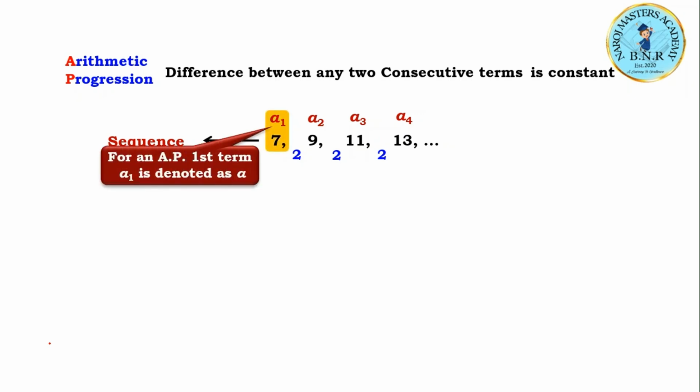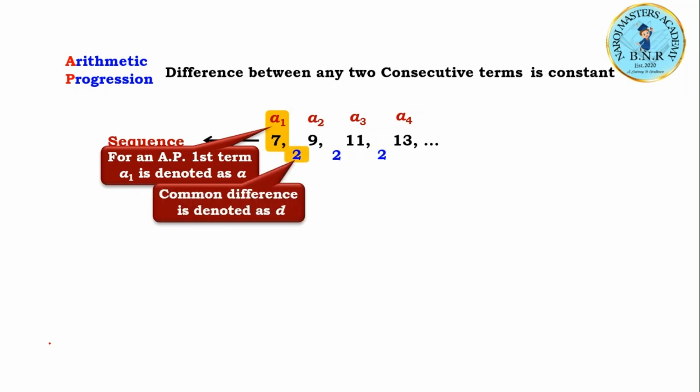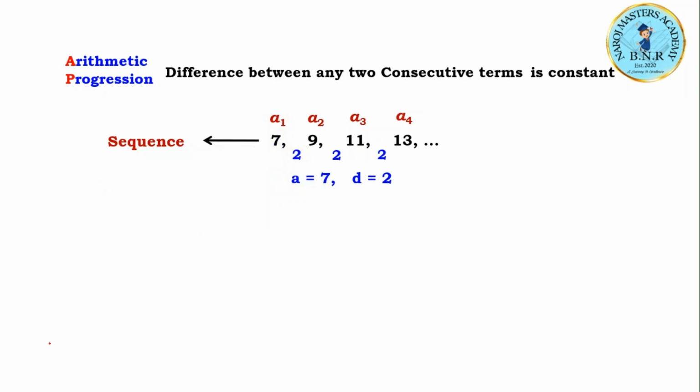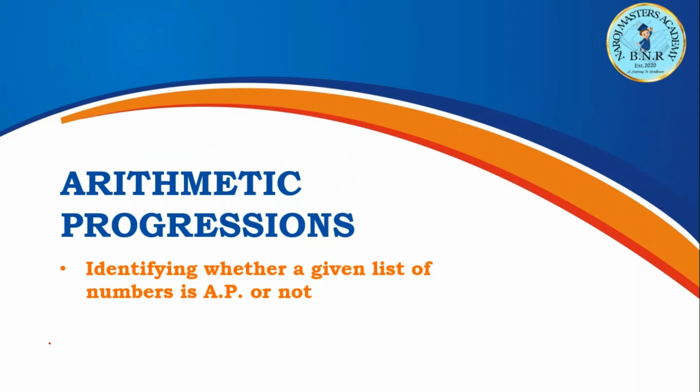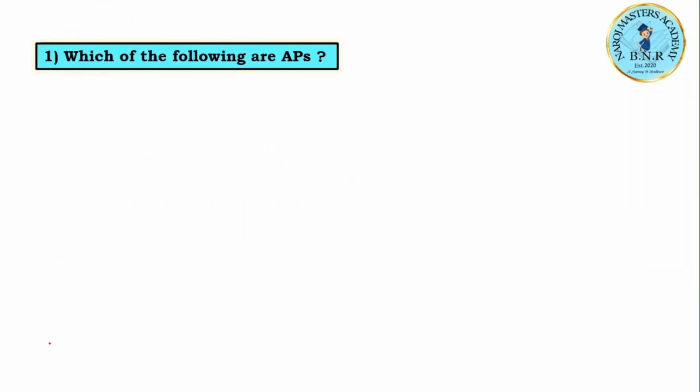Okay, so here for an AP, the first term A1 is also denoted as A. The common difference is denoted as D. So here A is 7 and D is 2. A is the first term of the given sequence, and D is the common difference. So an AP is a sequence in which the difference between any two consecutive terms is the same. Now, which of the following are APs?